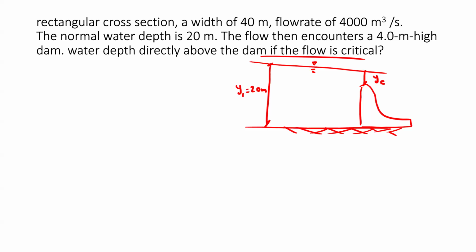What else do I have? I have the width of the channel. Here is a channel, which is 40 meter. Discharge is 4,000 cubic meter per second. Normal depth, so I'm going to call it Y1, is 20 meter. The channel encounters the dam, whose height is 4 meter.